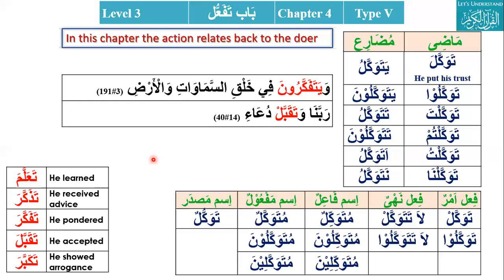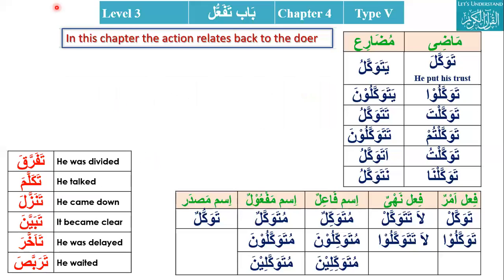Okay, so we have learned these words. There are so many words in this chapter also. There are some more words you can see on the table. The first one is tafarraqa. Tafarraqa means he was divided. So brother Shahid, if it is tafarraqa, what would be the mudare?